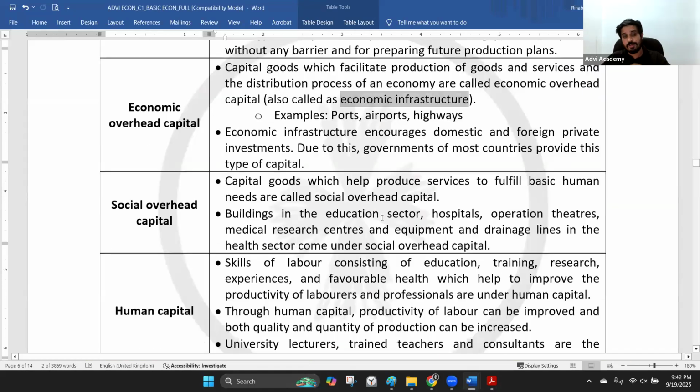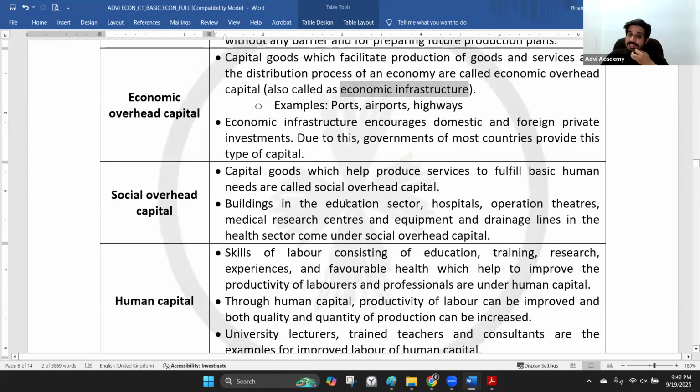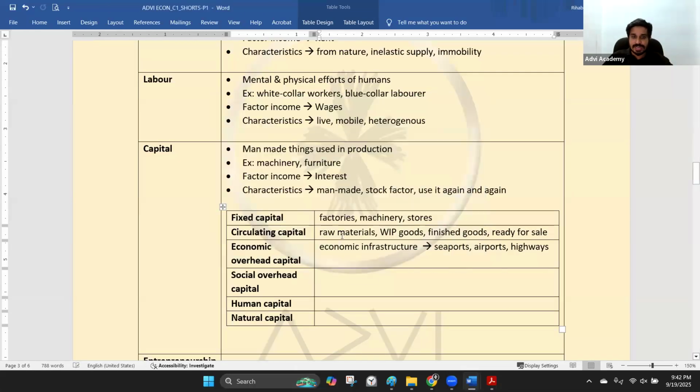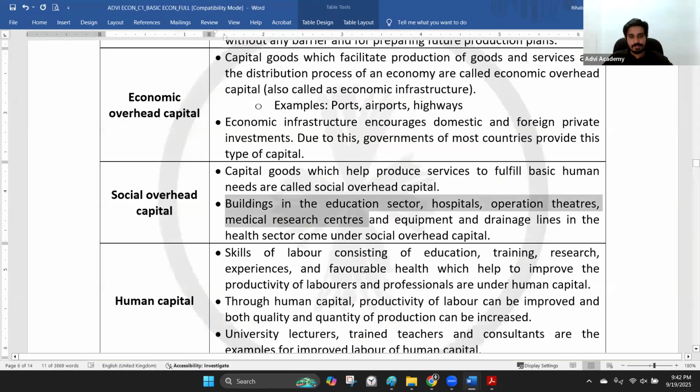Then we come to social overhead. Social overhead, for example, schools, hospitals, operation theaters, medical research centers, drainage lines. These are all things that are required for a society. Yes, you'll agree? So that comes under the social overhead. Once again, these are things that governments have to build, as opposed to normal people who can't build this, right?